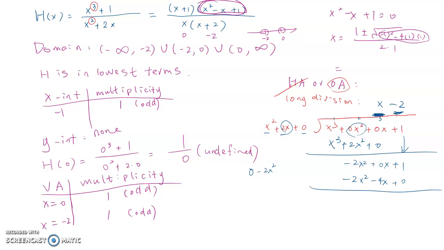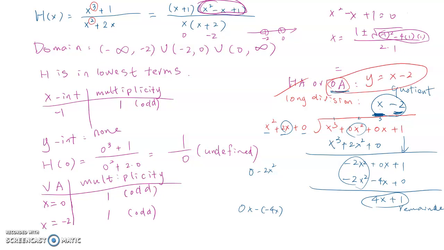So since these two are the same, that's a 0 subtracting. Right? 0x minus negative 4x is a positive 4x. 1 minus 0 is 1. So this is the remainder, and x minus 2 is the quotient. That gives us the oblique asymptote, which is y equals x minus 2, which is the quotient.